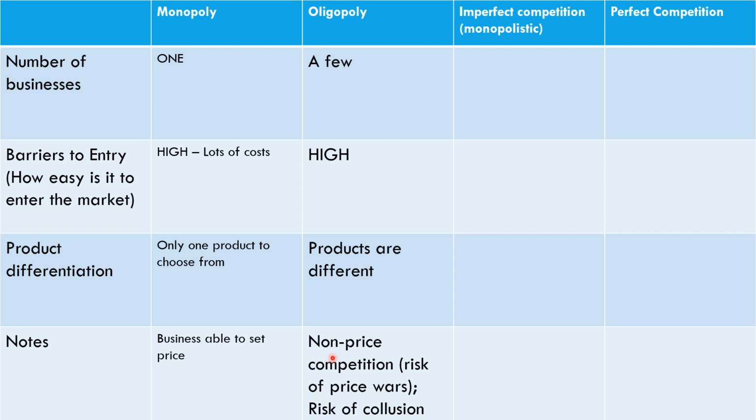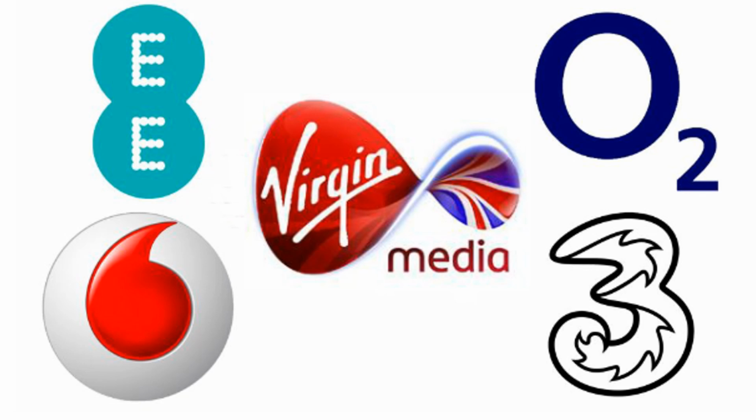Because if one business lowered its price, it's quite likely another business would just match its lower price, and so neither company would gain. Can we think of any markets where you would say there's a few large businesses that dominate the market? How about this one, the telecommunications market? There are a few large businesses that dominate the market, and it's quite expensive to enter this market. It's high barriers to entry.